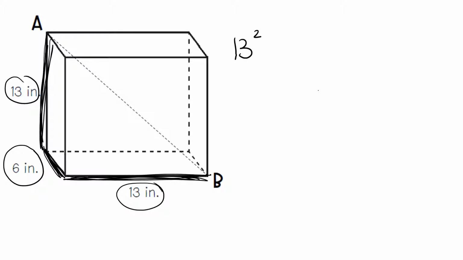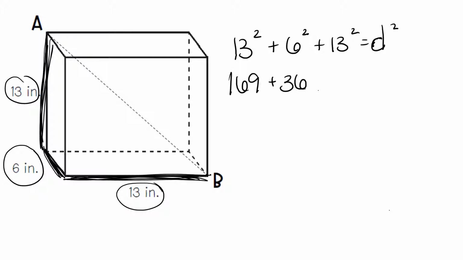The 13 squared going down, the 6 squared from side to side, and the 13 squared along the front. 13 squared is going to give us 169. 6 squared is going to give us 36. 13 squared is going to give us 169. We add them together, 169 plus 36 plus 169 to get us 374.